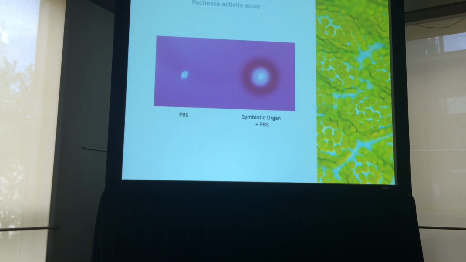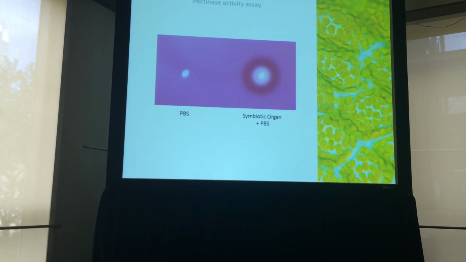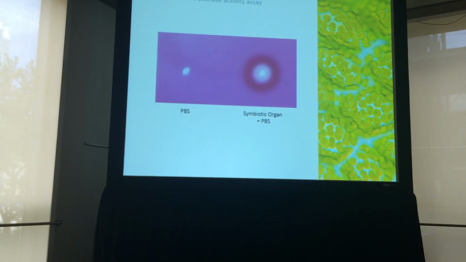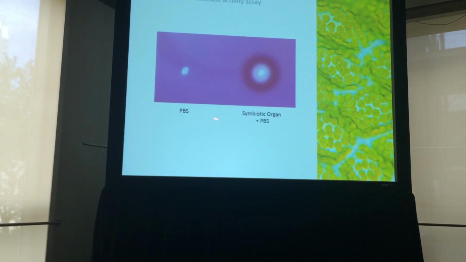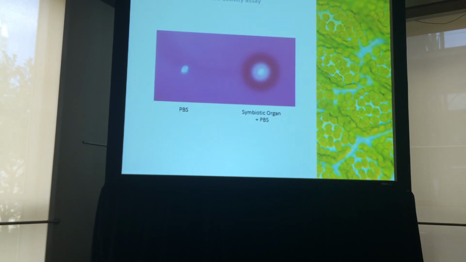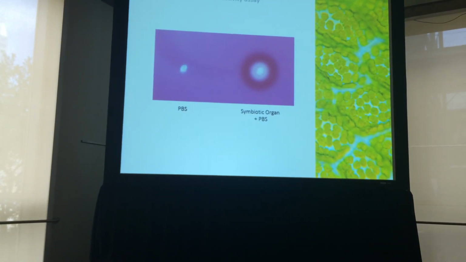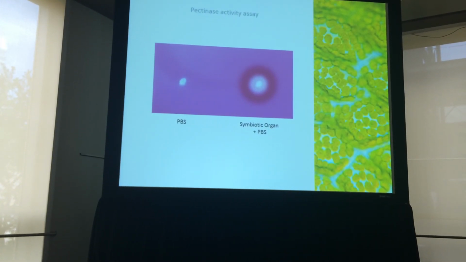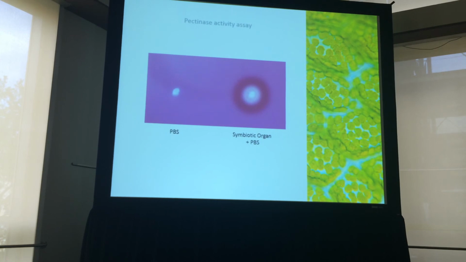And so the gene is there, it's being expressed, but is it functionally conserved? In doing so, we wanted to test the activity levels of pectinase, and we did a very simple protein extraction from the symbiotic organ. And then we inserted that protein extraction into a pectin-enriched agar plate and looked at the clearance zones. What we can see here is that the symbiotic organ has a really, really strong pectinase activity, suggesting that the gene is not just expressed, but it's actually also functionally conserved and active.